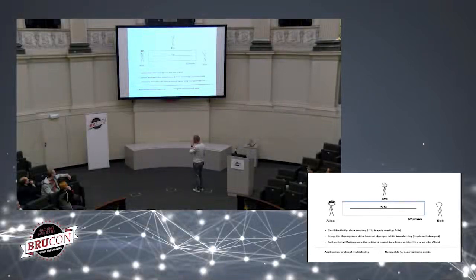And then, authenticity: we would like to make sure that the origin is bound to a known entity, meaning that for M0 being received by Bob here, Bob knows that M0 has been sent by Alice. Those are the three main requirements of our channel, of our secure channel.